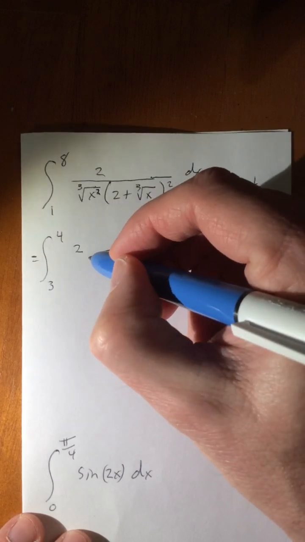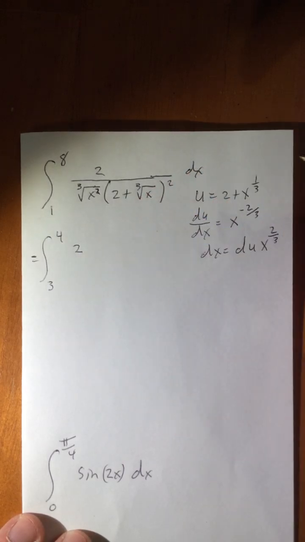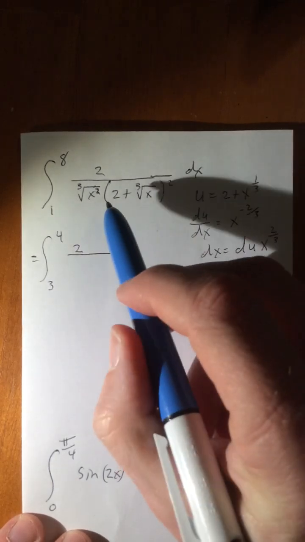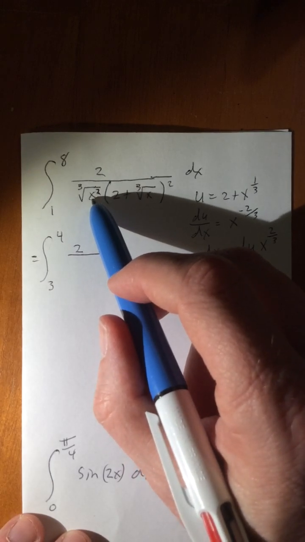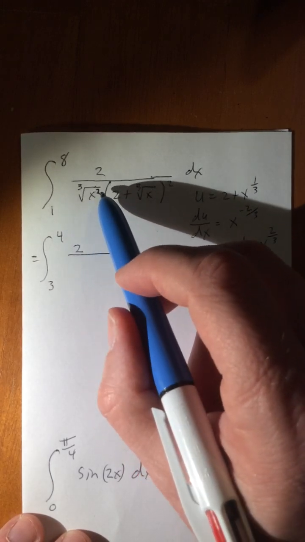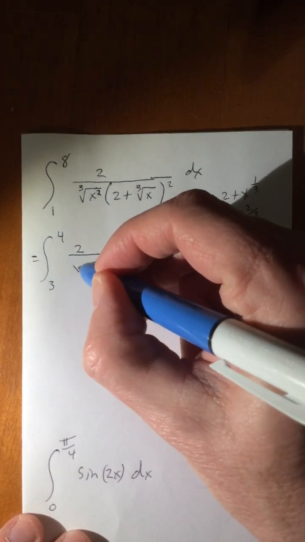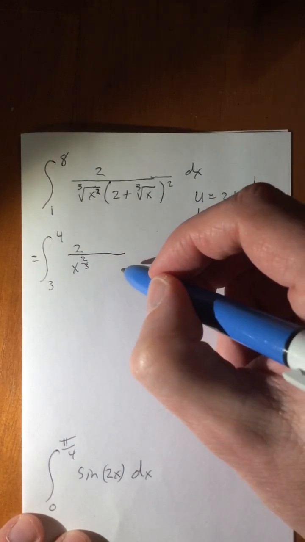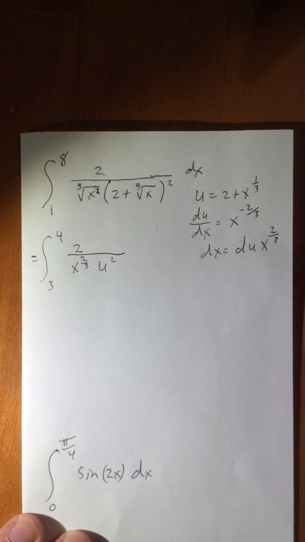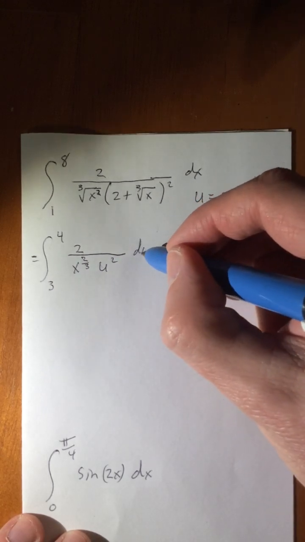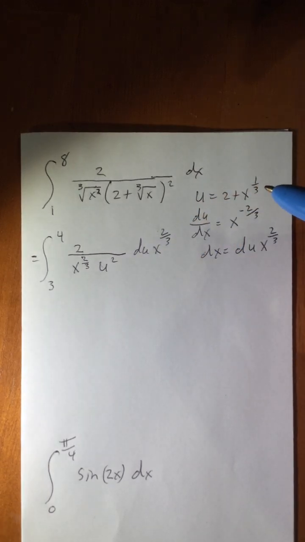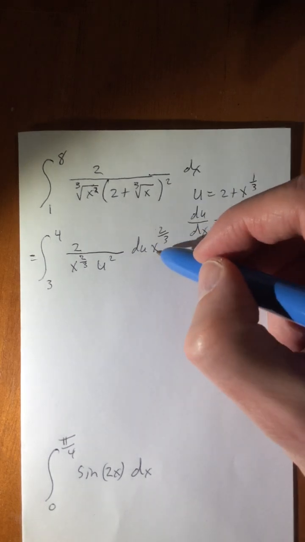And, okay, so then we're going to do 2 over, and this is going to be x to the 2/3, right? Cube root, the root's on the bottom, the power's on the top, so this is x to the 2/3. Good. And then we got u squared. And we have du times x to the 2/3. And so we're going to take the x to the 2/3 and cancel it off with the x to the 2/3. So that's outie.